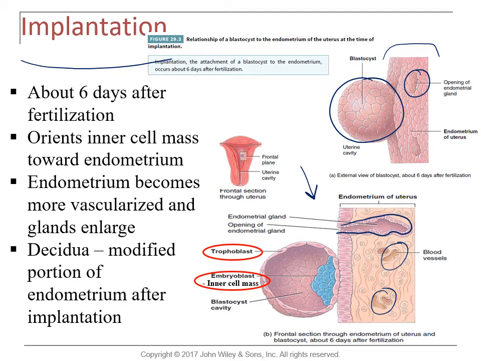Following implantation, the endometrium is known as the decidua. Decidua means falling off. The decidua separates from the endometrium after the fetus is delivered, much as it does in normal menstruation. Also, just like we talked about in the previous slide, here we have the trophoblast, and here we have the embryoblast, right? The embryoblast was the inner cell mass, and the trophoblast was the outer superficial layer of cells that forms the sphere-like wall of the blastocyst.